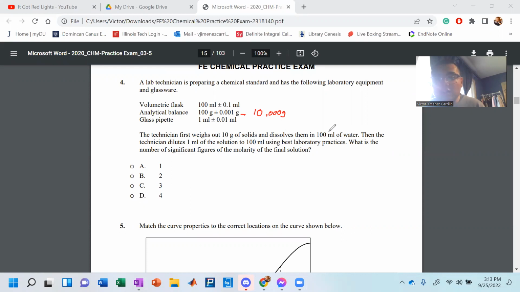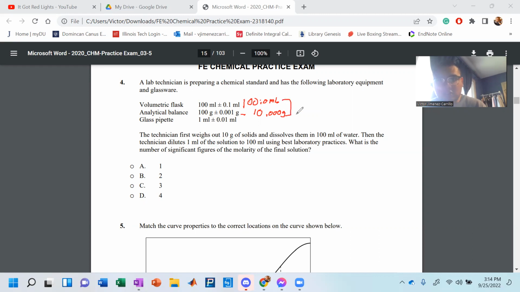Now he says he dissolves them in 100 mL of water. Where's this 100 mL of water being placed? Well, any smart chemist has their 100 mL of water in the volumetric flask where they're going to put everything to shake up. So it's going to be 100.0 mL. So how many? 1, 2, 3, 4 significant figures. Then the technician dilutes 1 mL of the solution.